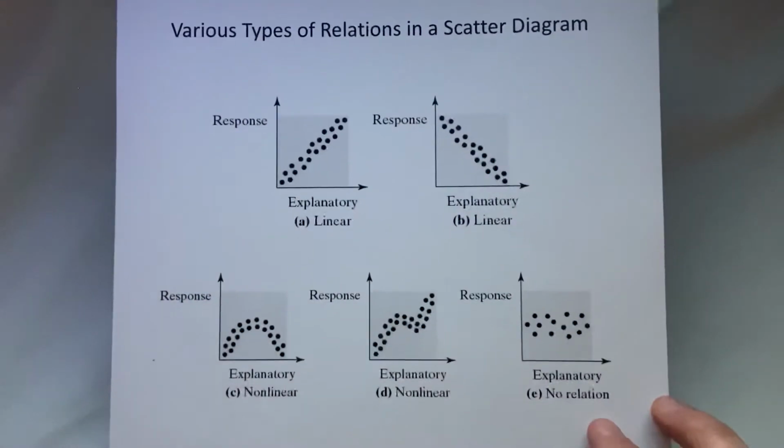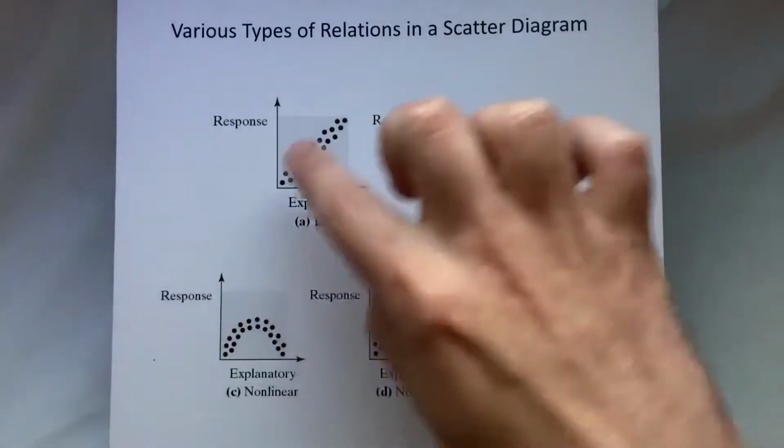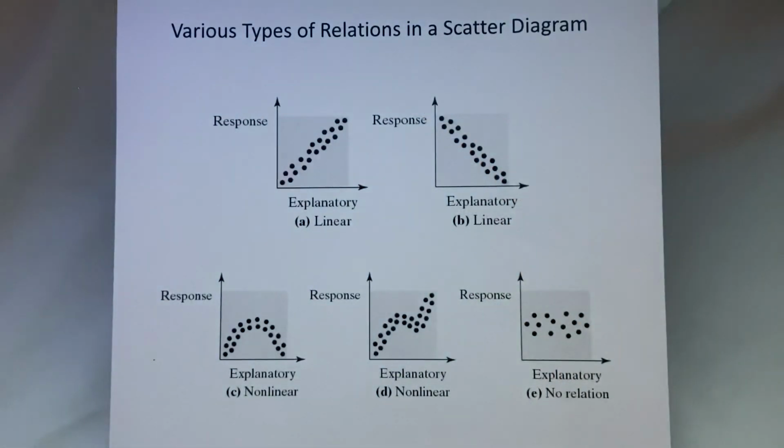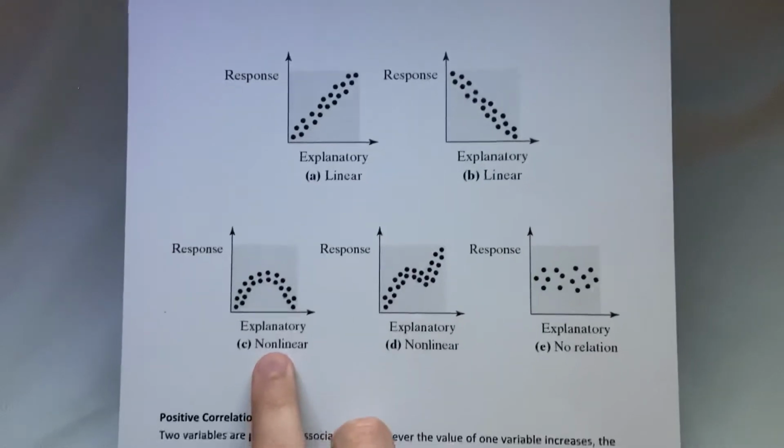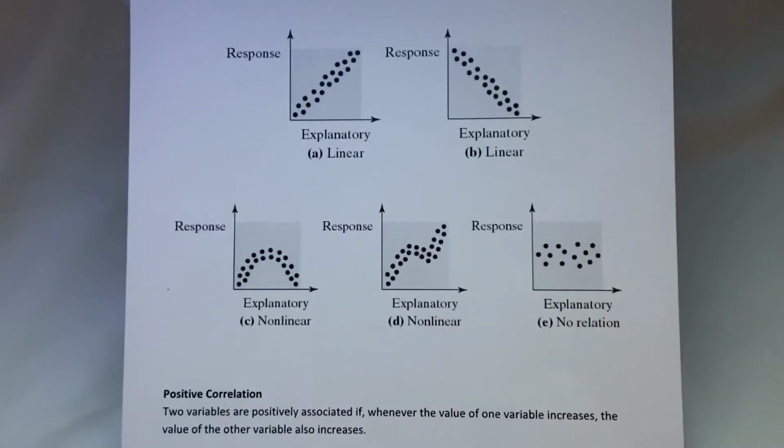So let's look at what some scatter diagrams can look like and what we can conclude based on their looks. A is a linear positive slope because it's going up from left to right. B is kind of a linear negative slope because it's going down from left to right. C is non-linear, but there is a pattern. D is also non-linear, but there is a pattern. It kind of looks similar to linear, but there's some dip in the middle. And E, there's just no relation. Everything's all over the place.